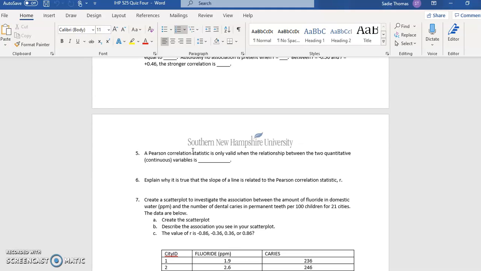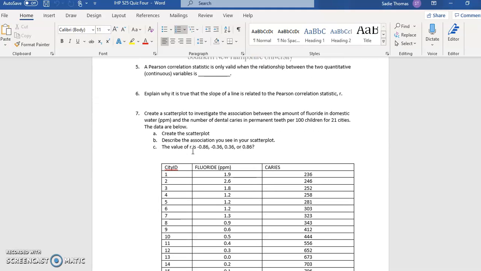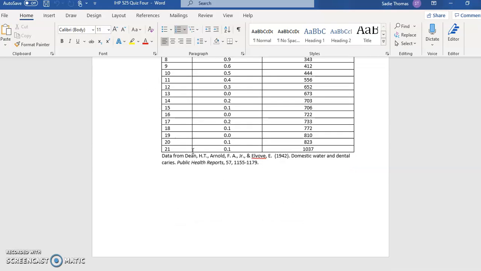For question 7, most people are able to do the scatter plot. Remember to describe the association you see in your scatter plot. Sometimes people forget to do part B. Okay, those are the pieces that students tend to miss on this.